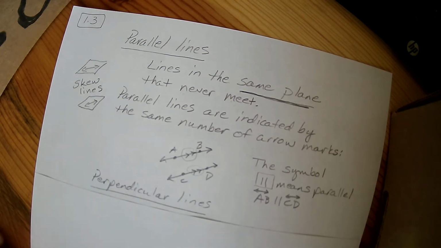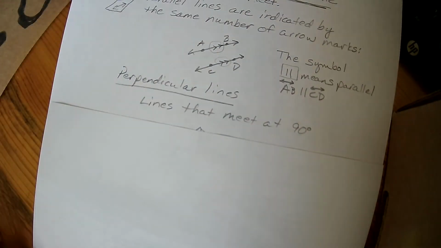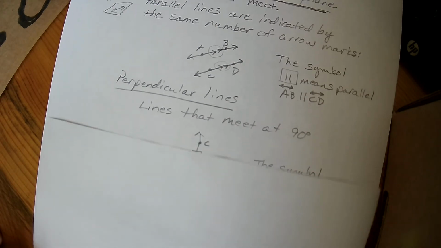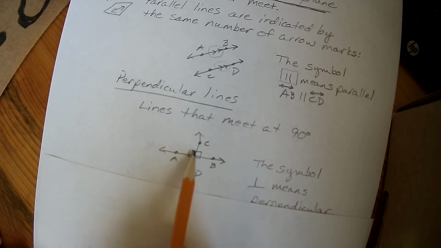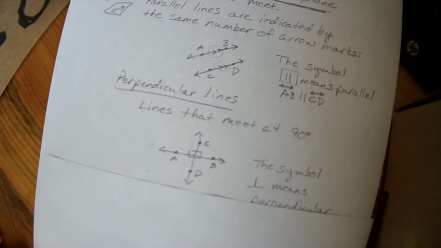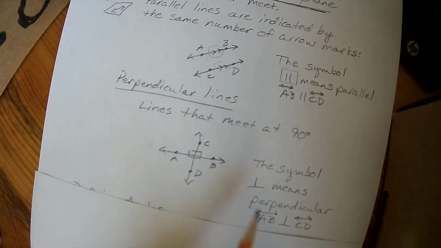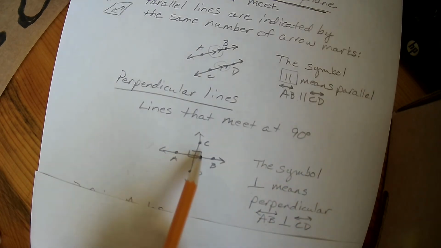The next thing we're going to talk about are perpendicular lines. Perpendicular lines are lines that meet at 90 degrees. Just like that. Don't forget that little square means 90 degrees. And this symbol means perpendicular. So this would read line AB is perpendicular to line CD because they meet at 90 degrees.